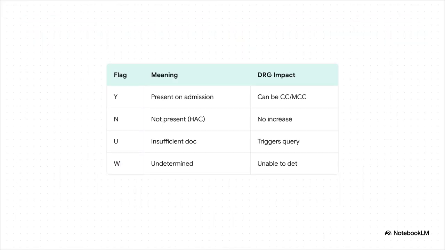We also have to be absolutely relentless about our present on admission, or POA, flags. Why? Because this heavily dictates hospital revenue and potential CMS penalties. I touched on this earlier with the pressure ulcers. A Y means the condition was present on admission and can act as a complication or comorbidity to actually increase the DRG weight. An N means it's a hospital-acquired condition. Think catheter-associated UTI or a brand new DVT. CMS is absolutely not going to pay you extra for conditions that develop under the hospital's watch. And if the documentation is insufficient, a U, that is your automatic trigger to send a CDI query to the provider. You have to protect both the revenue and the clinical accuracy.